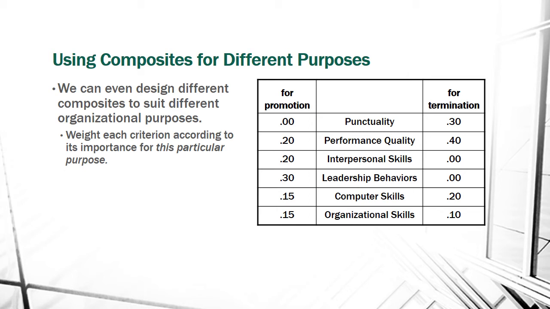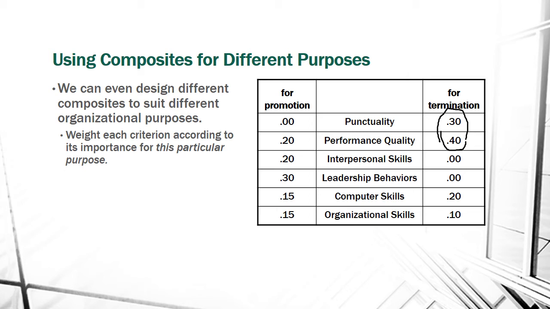Depending on whether we're interested in identifying candidates for promotion or for termination, we might consider those to be very, very different. If we're considering whether we want to let someone go, we maybe don't really care all that much about their leadership behaviors. If they're not showing good performance in other aspects, but they're a really great leader, they're probably still not somebody that we want to keep in the organization if they can't get their own job done. So we might weigh things like performance quality and punctuality very heavily in our criterion to determine whether somebody should be asked to leave the organization.